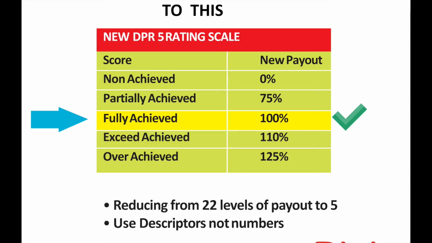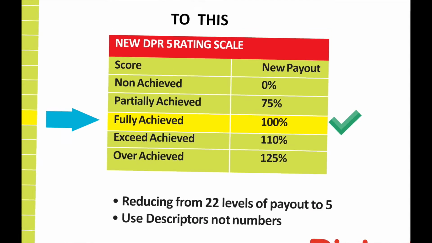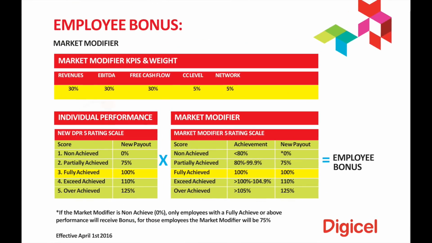There are 2 elements that make up payment for employee bonus. One element is the employee's individual performance, which is based on their DPR rating. In their DPR, they will receive a rating from between 1 and 5. 1 indicates a non-achievement, and 5 indicates an overachievement. This individual performance rating will be multiplied by a market modifier in order for the employee bonus to be calculated.